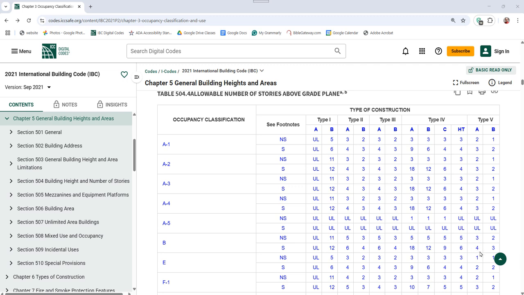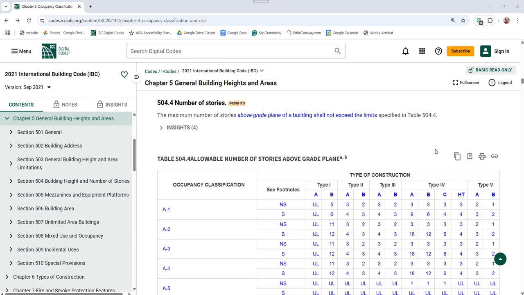We have a 4-story building, and this is a 4-story building. So that part is right. Now the next thing is, it's 70 feet tall, the total height. So we need to find out whether or not the height might be an issue for 5A.